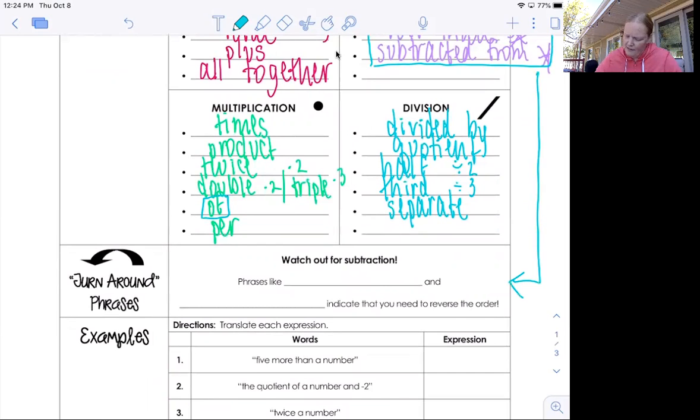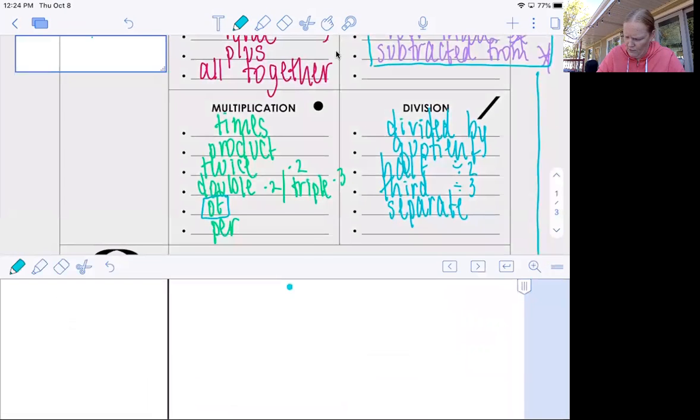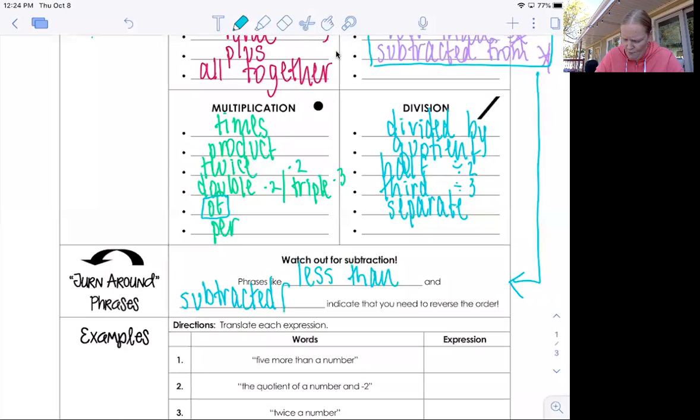So phrases like less than, I'm just going to rewrite it, and subtracted from. Oh, I don't even know what that is. Okay. Woo, I just found a cool new feature. Indicate you need to reverse the order.